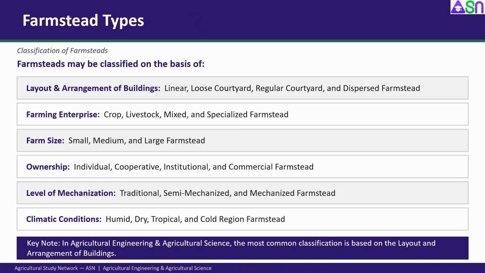Farmsteads can be classified in various ways depending on different criteria, but in the field of agricultural engineering and agricultural science, the most commonly used and most important classification is the one based on the layout and arrangement of the farm buildings. So let's focus on that classification. The four layout based types of farmstead are linear, loose courtyard, regular courtyard, and dispersed plans.